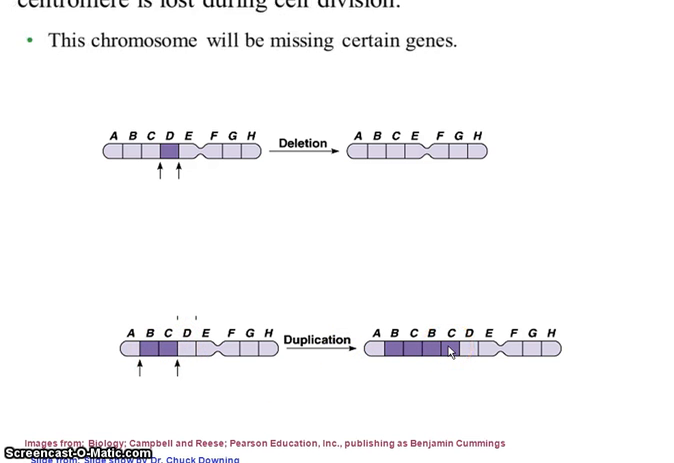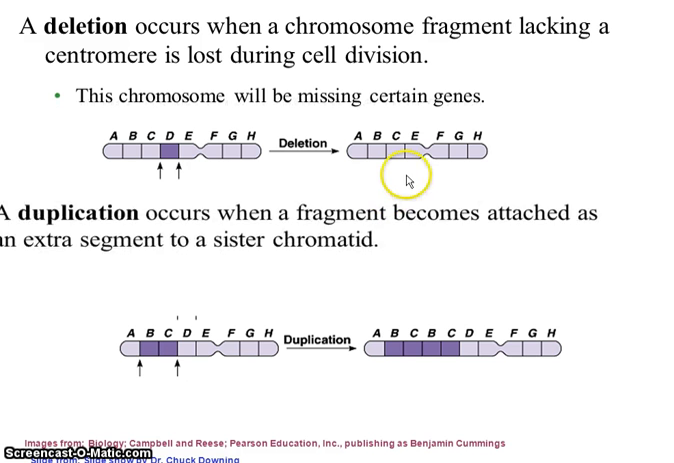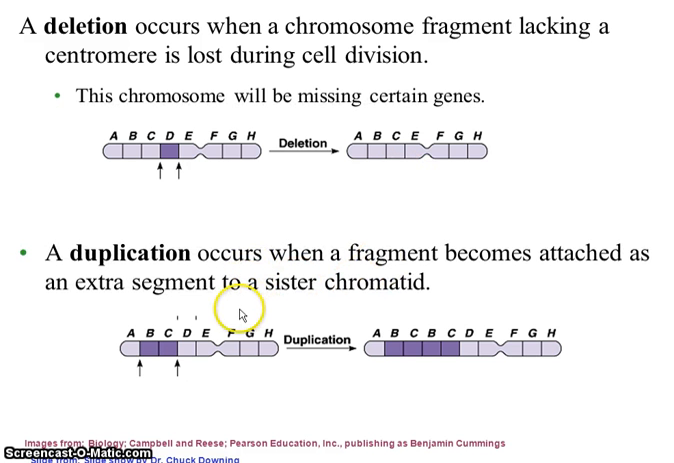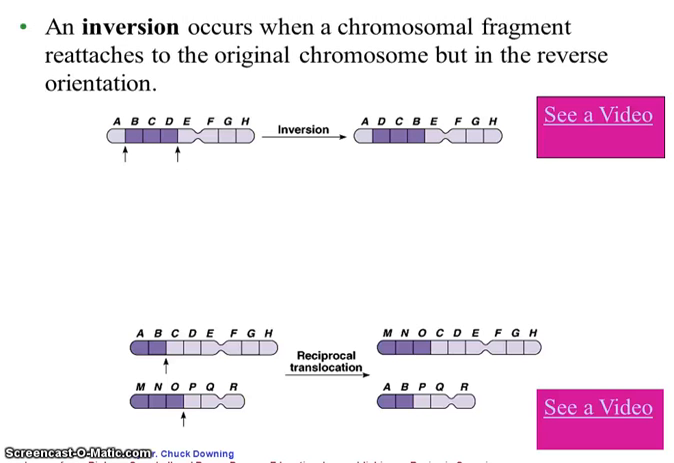Makes sense. So a deletion is going to occur when a chromosome fragment is lost, like in the centromere, so a chromosome will be missing certain genes, whereas duplication occurs when the fragment is attached as an extra segment to the sister chromatid. It can also have inversions, which is where I flip-flop things. So you can see the flip-flop.